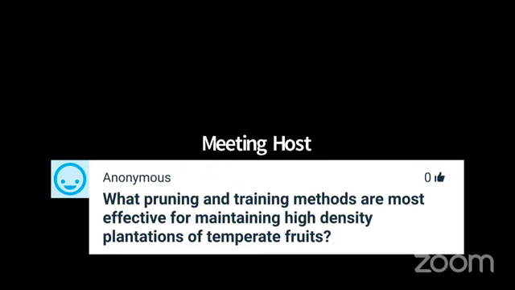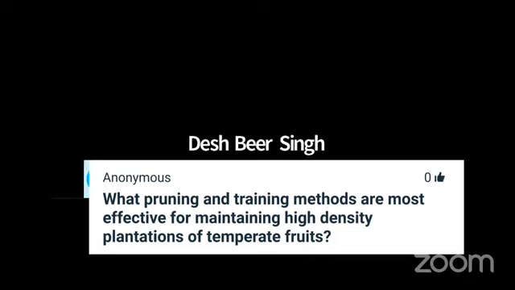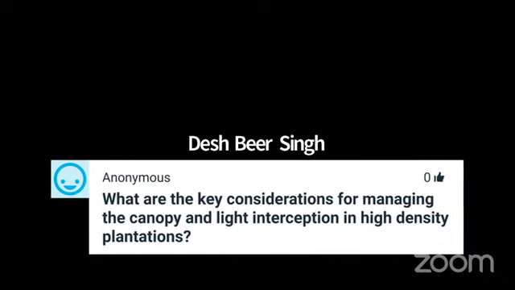Okay. And what are the key considerations for managing the canopy and light interception in high density plantations? Again, can you repeat the question? What are the key considerations for managing the canopy and light interception in high density plantations? Yeah, it is the age of the plant, the fruit type, variety type, and rootstock. It determines how to prune and how to train this high density plant.